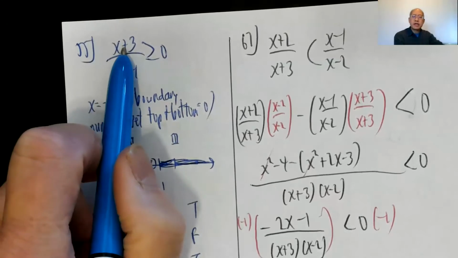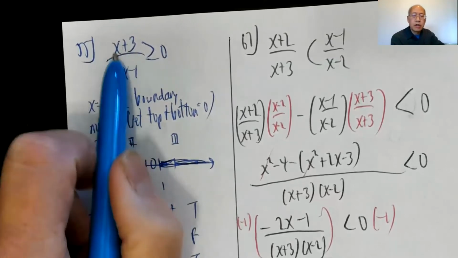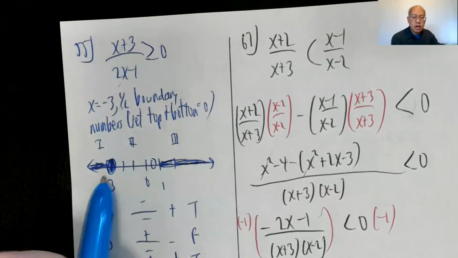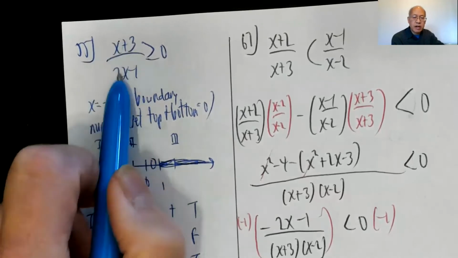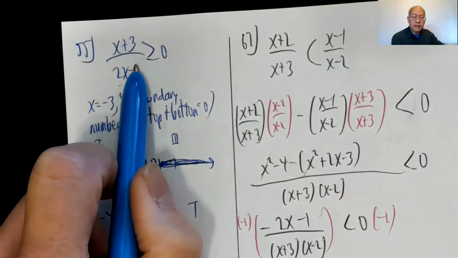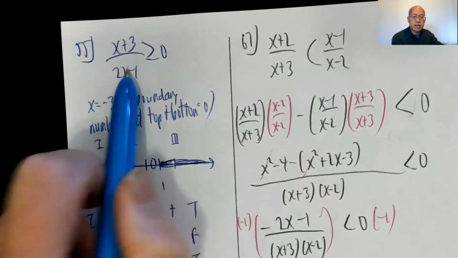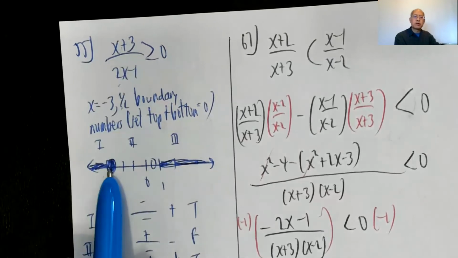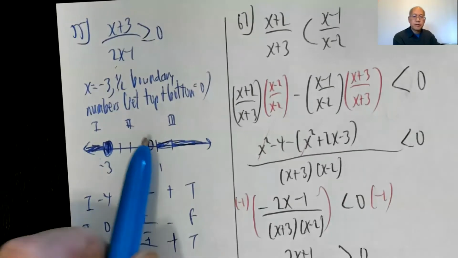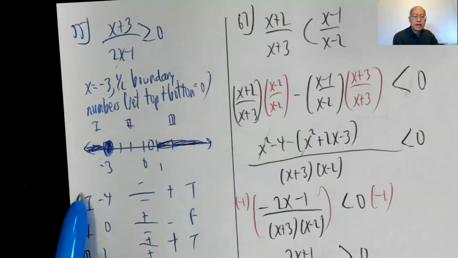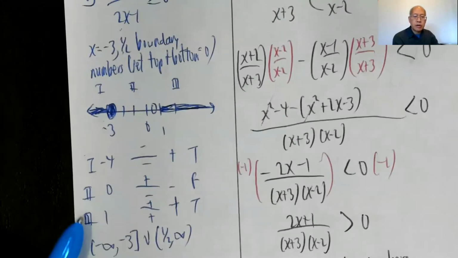Negative 3 plus 3 is 0, divided by this is 0. 0 is greater than or equal to 0, that's true. But if I plug in 1/2 here and here, you automatically don't have a solution because you get a 0 on the bottom, and that's a mathematical no-no. So closed circle here, open circle here. Okay, region 1, 2, 3. Negative 4, 0, and 1.